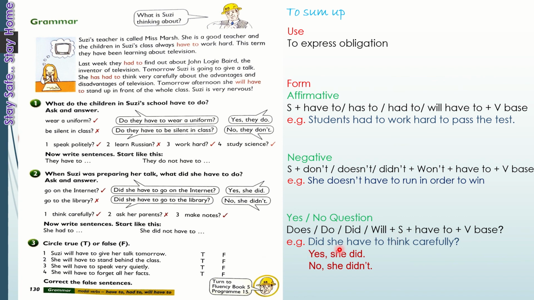Did she have to think carefully? I'm talking about the past. Did she have to think carefully? The answer is going to be what we use in the question, we use in the answer. Yes, she did. As you can hear, I used the first 2 words only. Yes, she did, or no, she didn't. And that is the rule, guys.